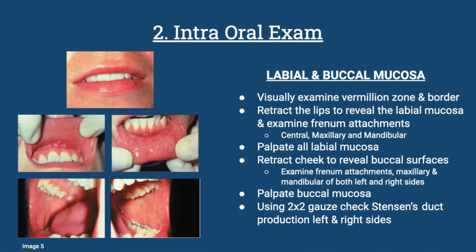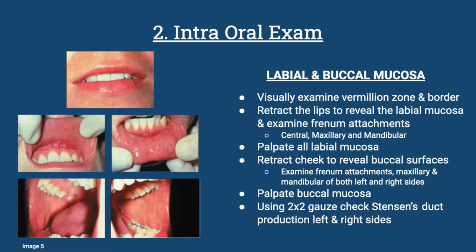Next, you want to begin your intraoral exam, starting with the labial and buccal mucosa. Visually examine the lips and retract them to reveal the labial mucosa. Palpate all mucosa and examine the frenum attachments, including central, maxillary, and mandibular.